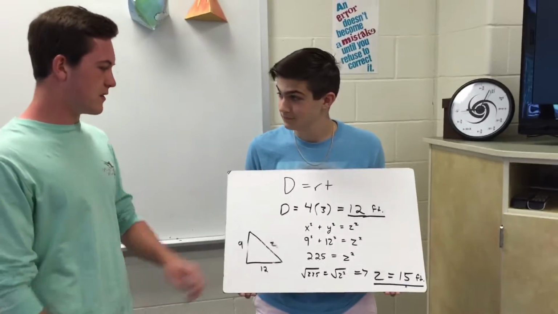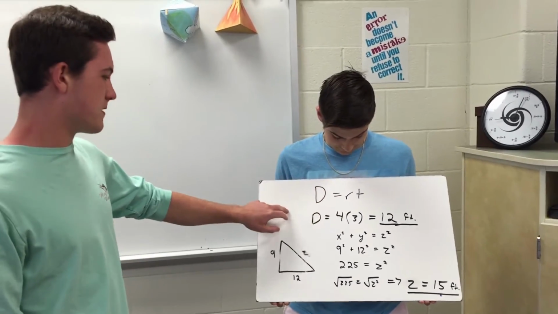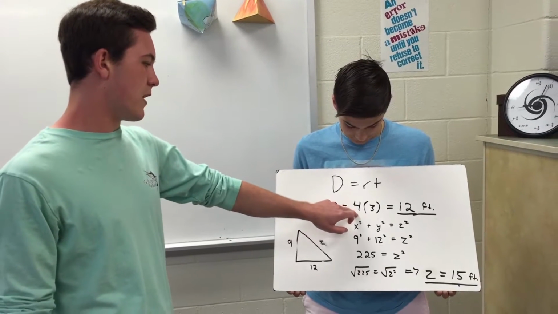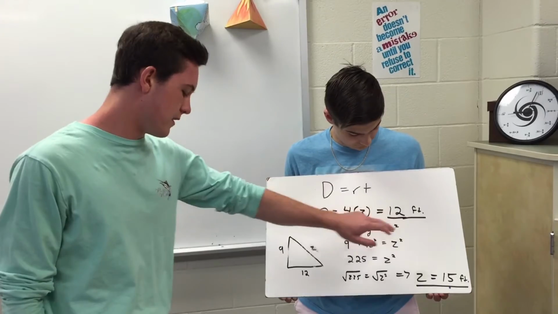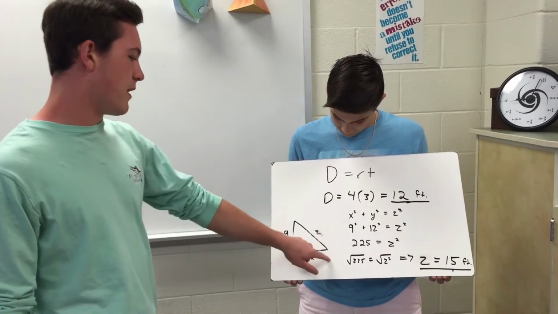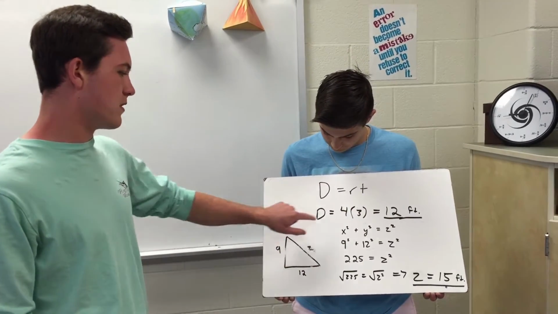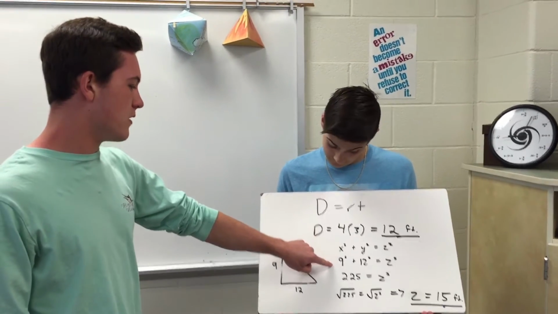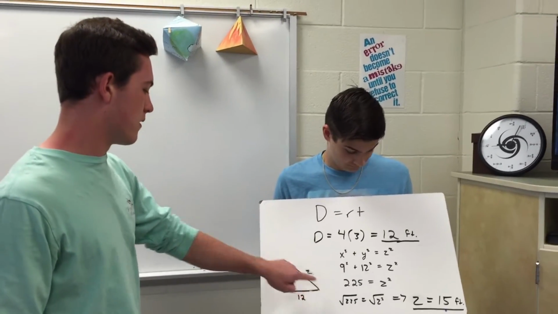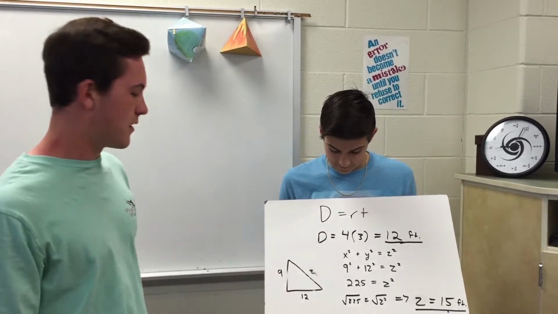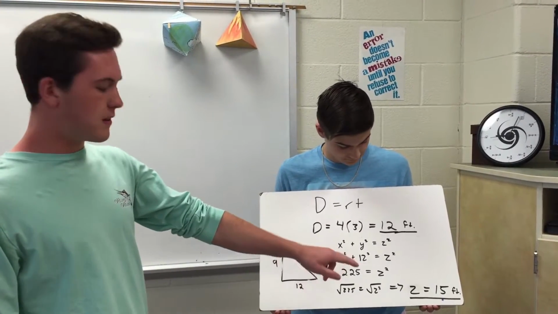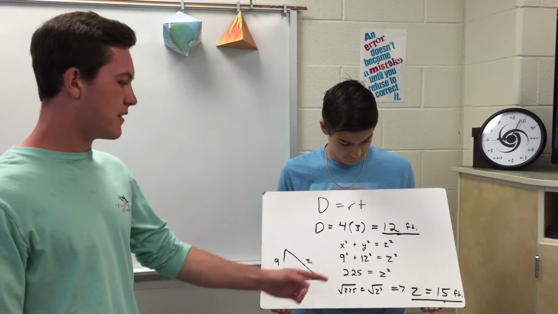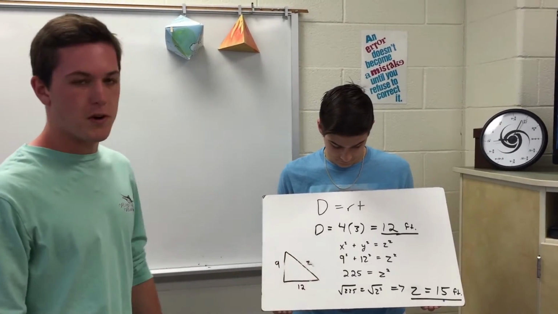To start off, we use the distance equals rate times time equation. Our distance is the rate, 4 feet per second, times the time, 3 seconds, equals 12 feet. So that's how far I ran, as shown here. Then we use the Pythagorean theorem to figure out the distance of the ball that I threw. So 9 squared plus 12 squared equals z squared. 225 equals z squared. The square root of 225 equals 15 feet is how far I threw the ball.